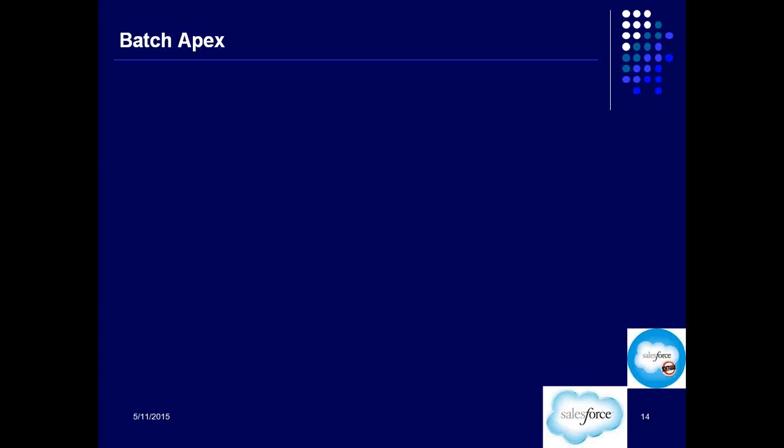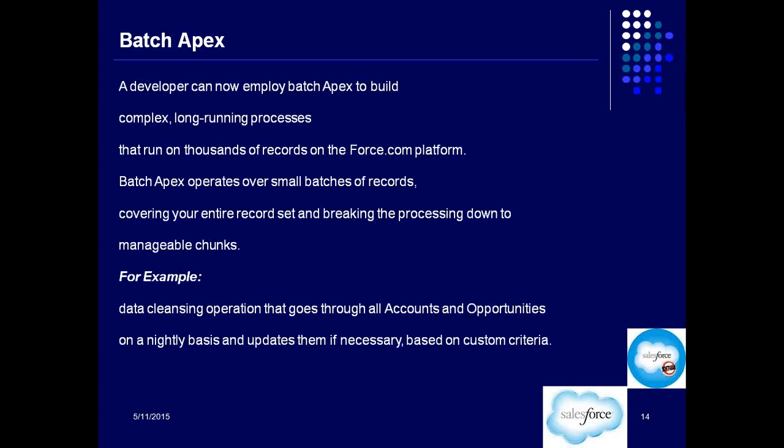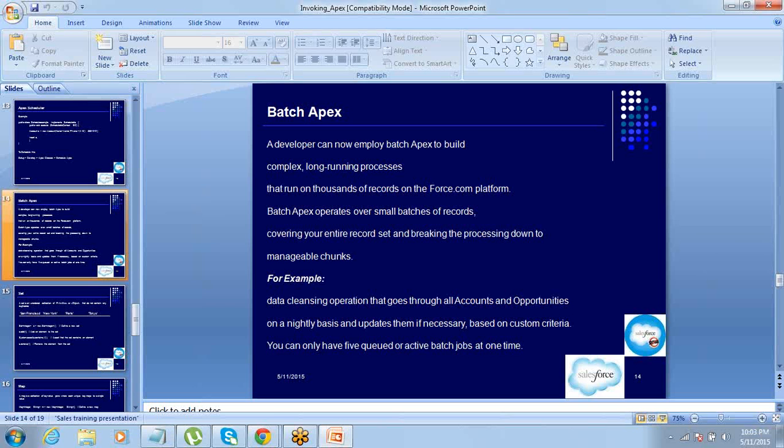So it has three parts. Basically, things like data cleansing operations that are huge and all. This batch Apex has three parts actually. Three sections. First is forming the batch. Second is executing the process. Third is performing an action at the finish of all the batches.